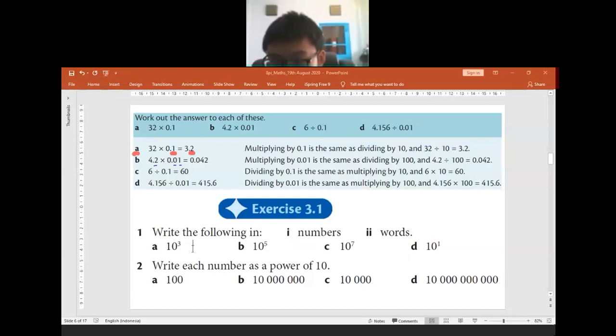Yeah, it will be equal to 1000 if it is in numbers. In words, it will be 1000.